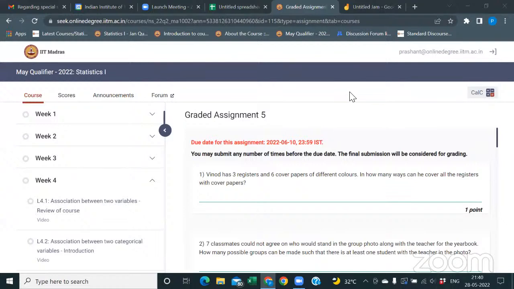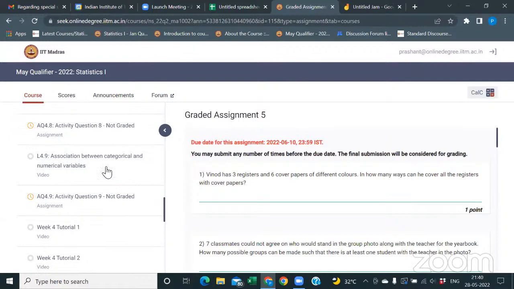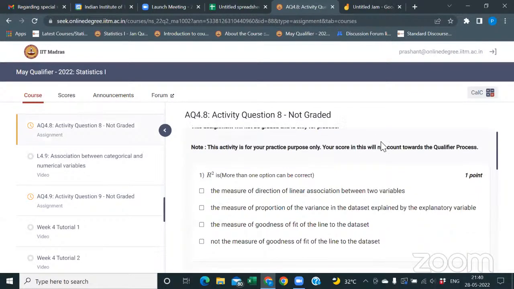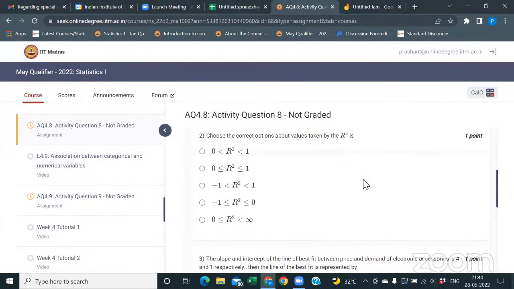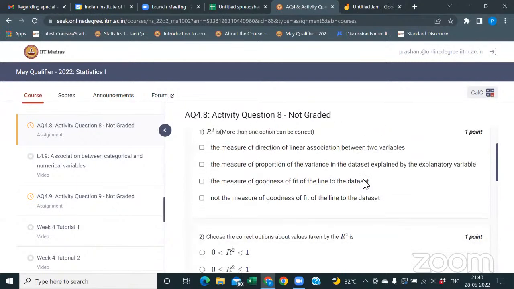My doubt is activity 4.8. There are 4 questions. Can you please explain this? Which one? All 4, except the second one. 1, 3, and 4.